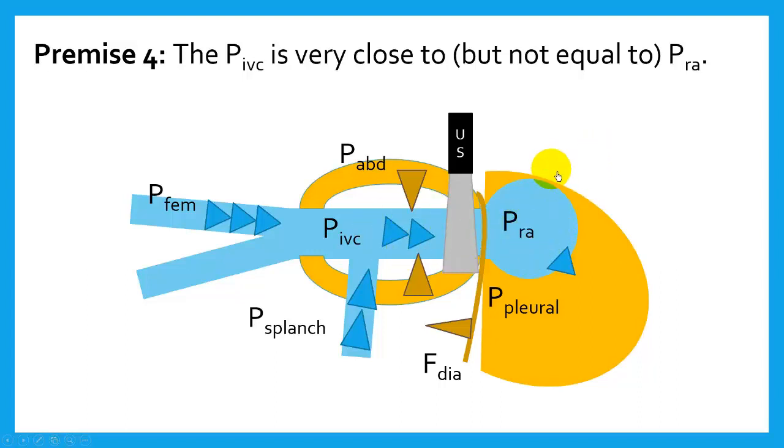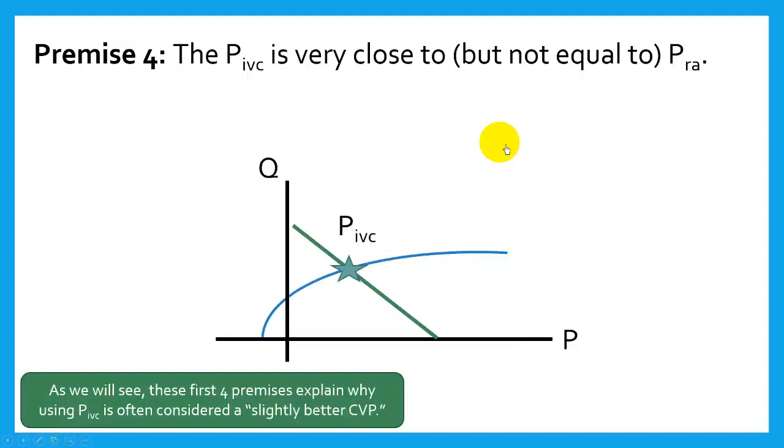Thus, we're really curious about the right atrial pressure and IVC pressure right at the level of the diaphragm here because they're really closely linked. And in fact, as you will see, these first four premises explain why using IVC is often considered a slightly better CVP. So you can actually see that the PIVC is essentially functioning like your right atrial pressure in this intersection of the venous return function and the contractility curve.